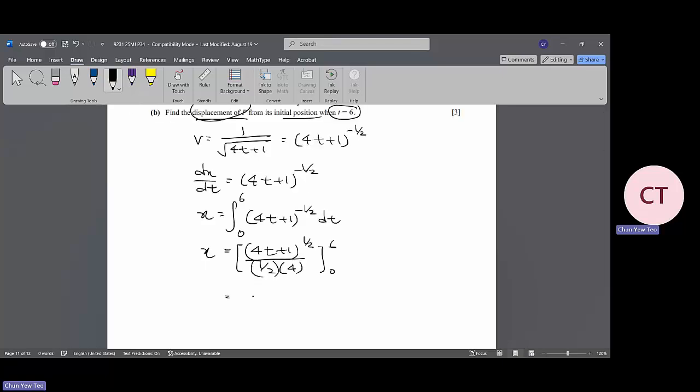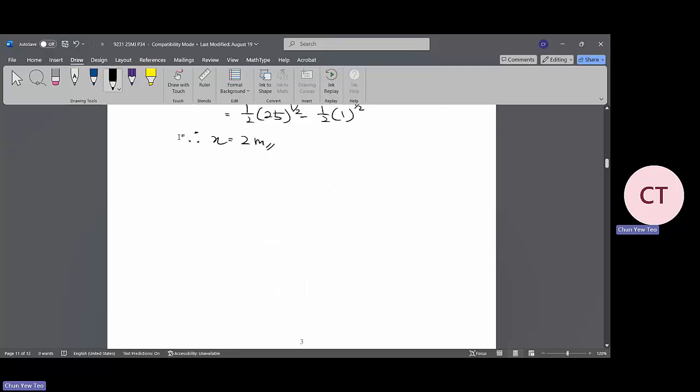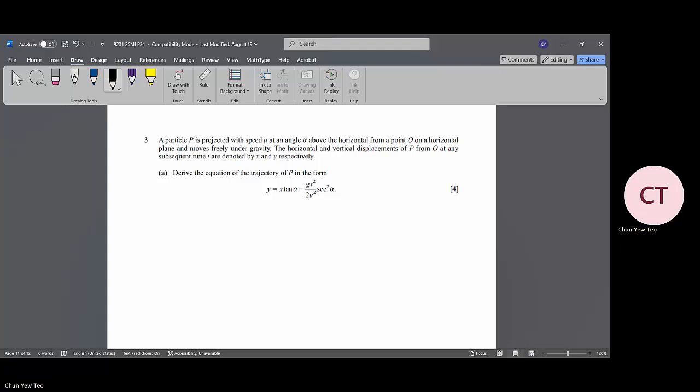So over here, you will get half of 25 power half minus half of 1 power half. So you get x is 2. That is the displacement. Okay, you can integrate it like this. Okay, done for number 2b. Move on. We have question number 3.